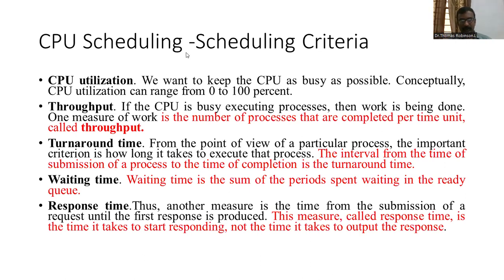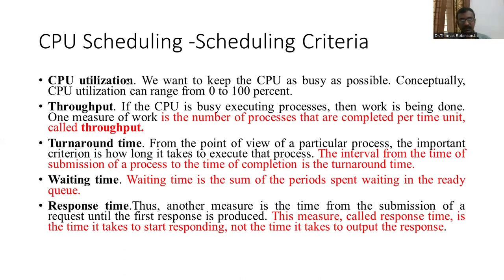So today I'm going to take a small topic in operating systems: CPU scheduling and scheduling criteria. In the scheduling criteria, there are six parts: CPU utilization, throughput, turnaround time, waiting time, and response time. Now we can see the characteristics of all these things in CPU scheduling.